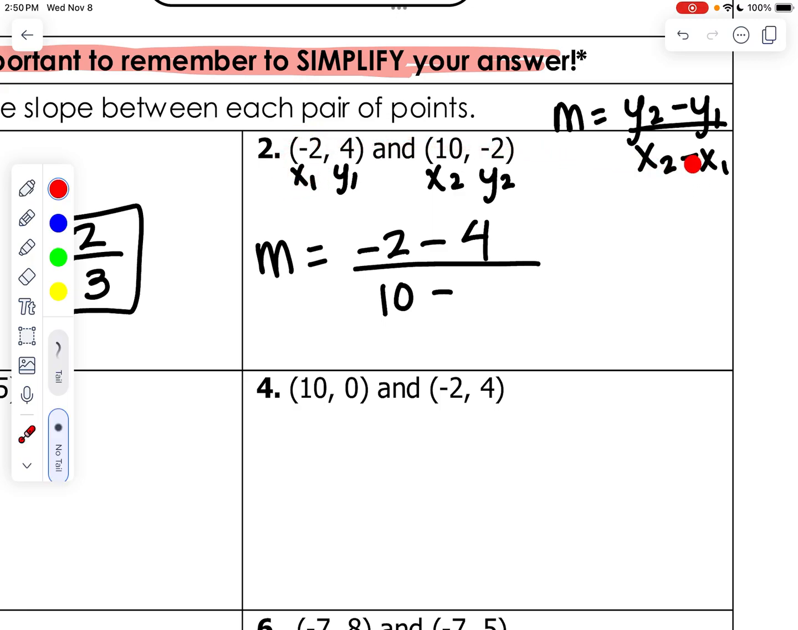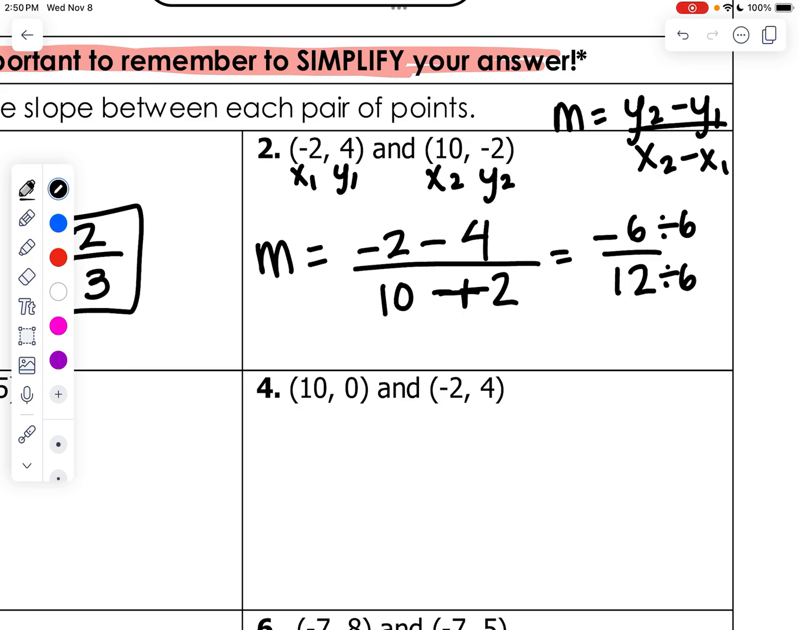Okay, notice this negative, this minus, is part of the formula. This x1 that we're going to plug in right now is a negative as well. So you see how there's two negatives next to each other? That turns into a positive. So it's going to be negative 6 over 12, because now it's 10 plus 2, and I can divide both of those by 6 to simplify that fraction. So it's negative 1/2. That's your slope.